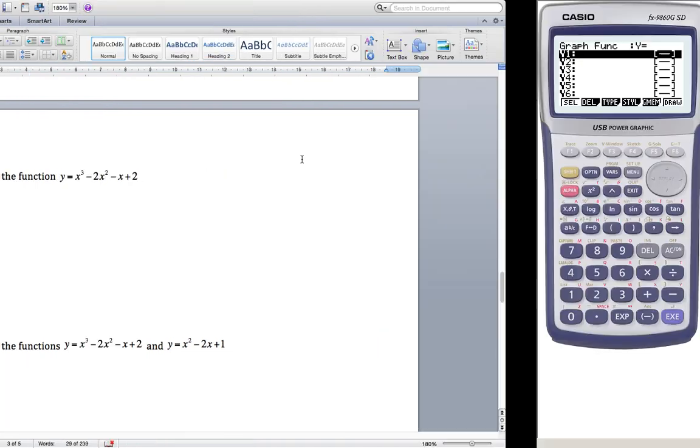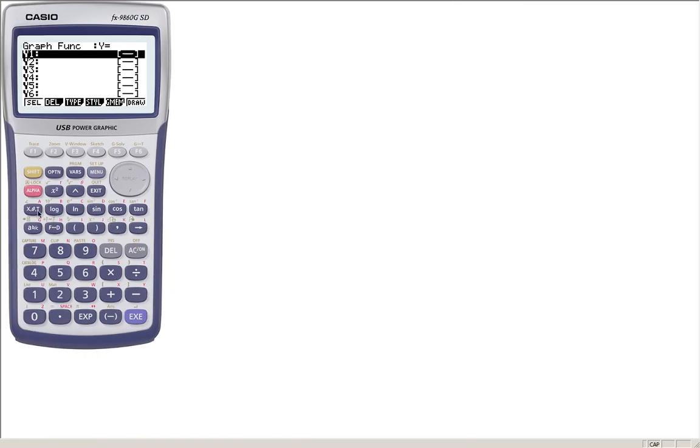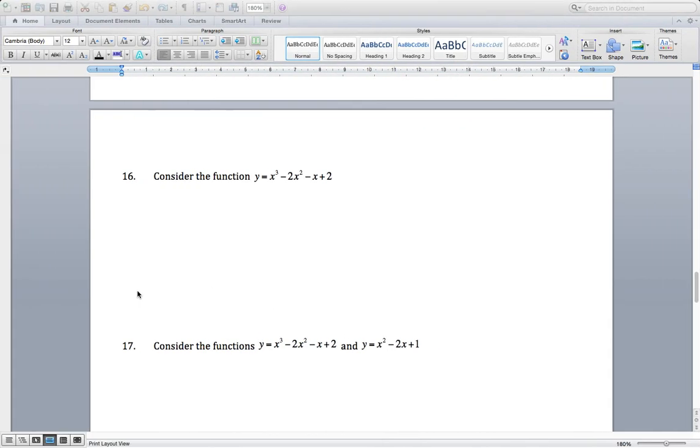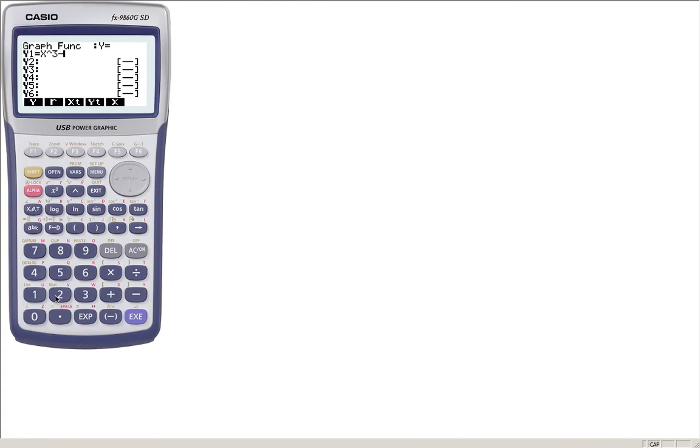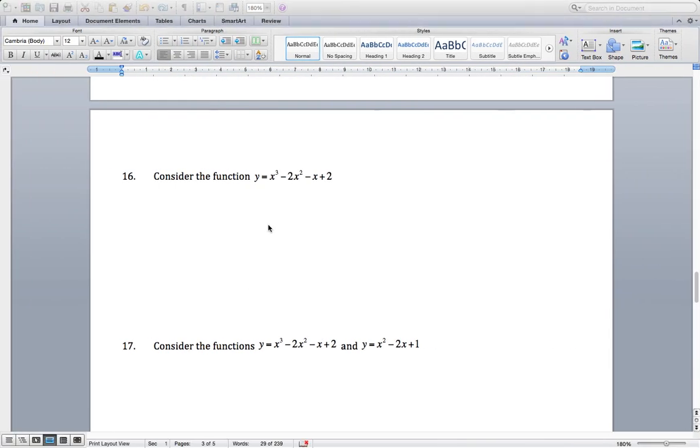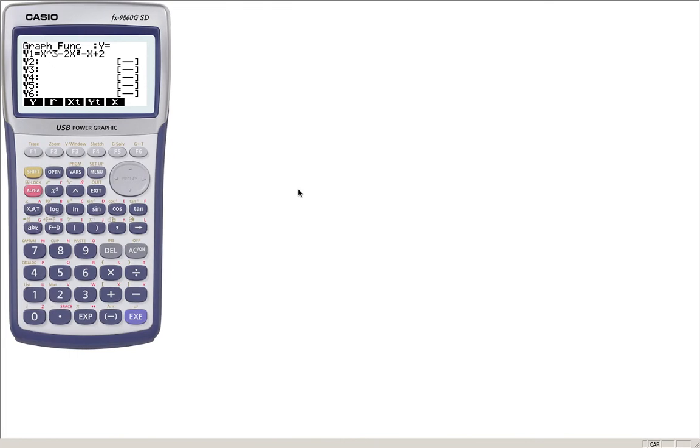Okay, so let us type x cubed minus, I think, 2x squared minus x plus 2. So am I right? Yeah, that's correct. So enter. So you can see draw.